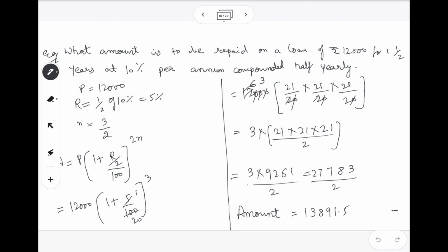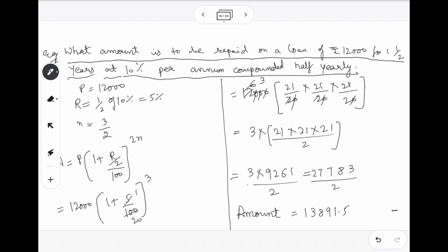Now let's solve one question on half yearly compounding. What amount is to be repaid on a loan of rupees 12,000 for 1.5 years at 10% per annum compounded half yearly?